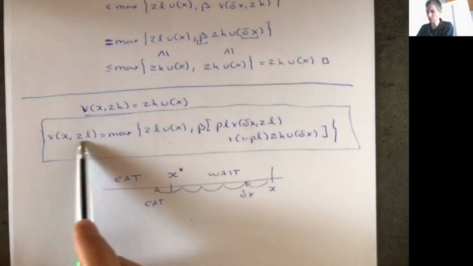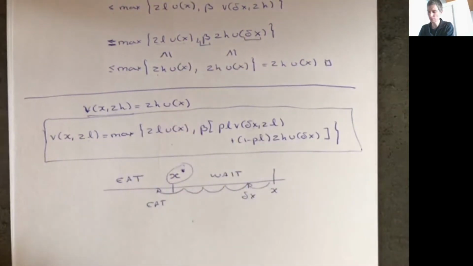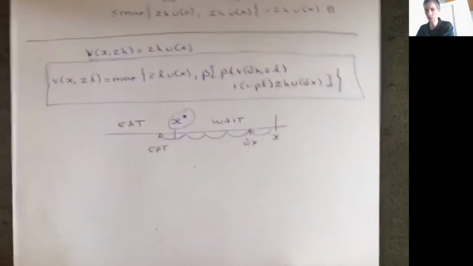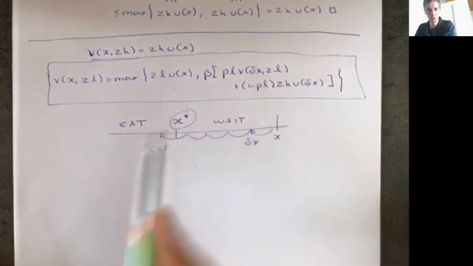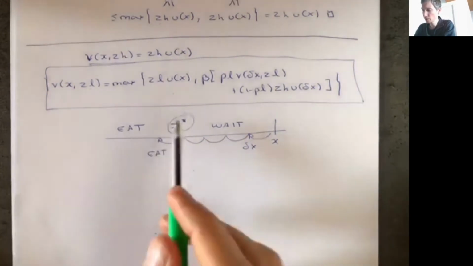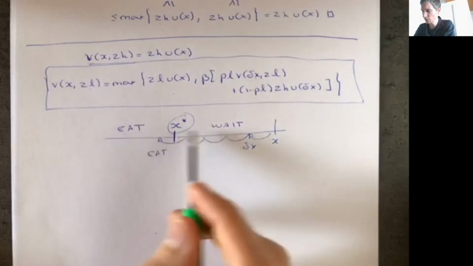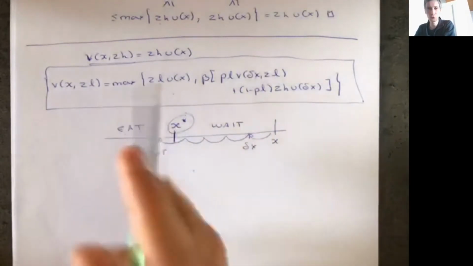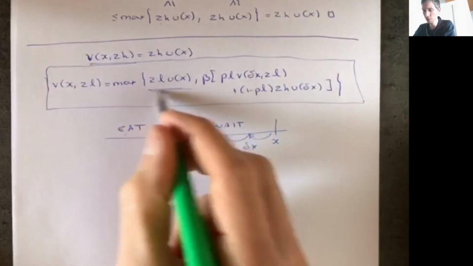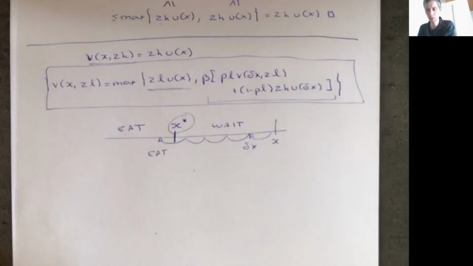The decision problem is, if the state is ZL, then as long as I'm above x star, I'm going to wait. As soon as I'm below x star, I'm going to eat the cake. So the first thing we can try to answer is, what's x star? Well, below x star I'm eating, above x star I'm waiting, so at x star I should be indifferent between the two. If I'm indifferent, then the first argument here should be equal to the second argument here.